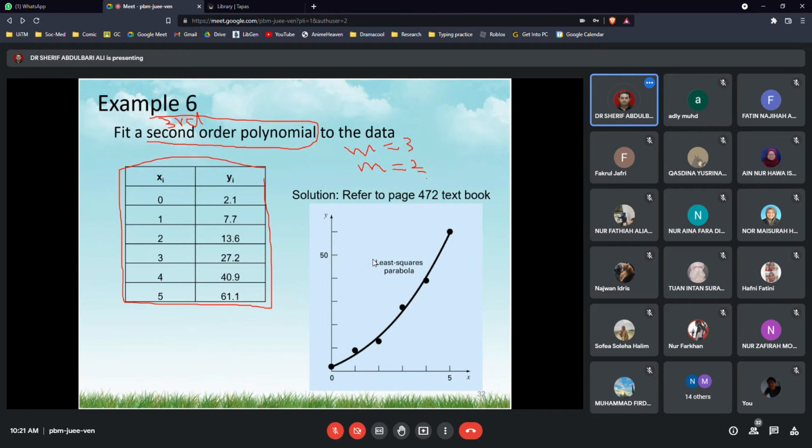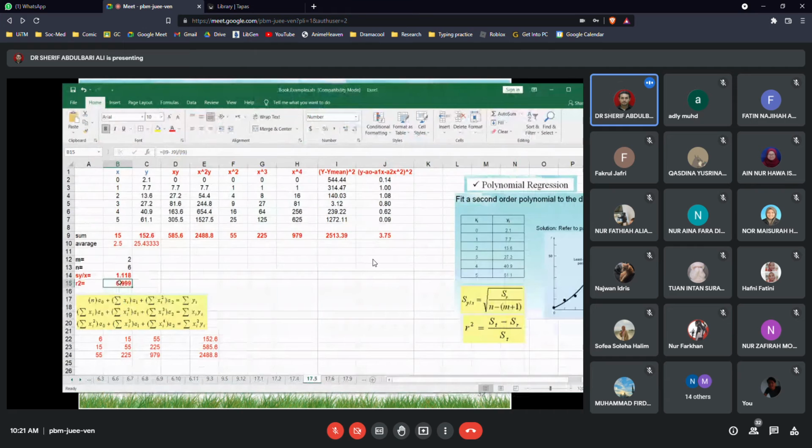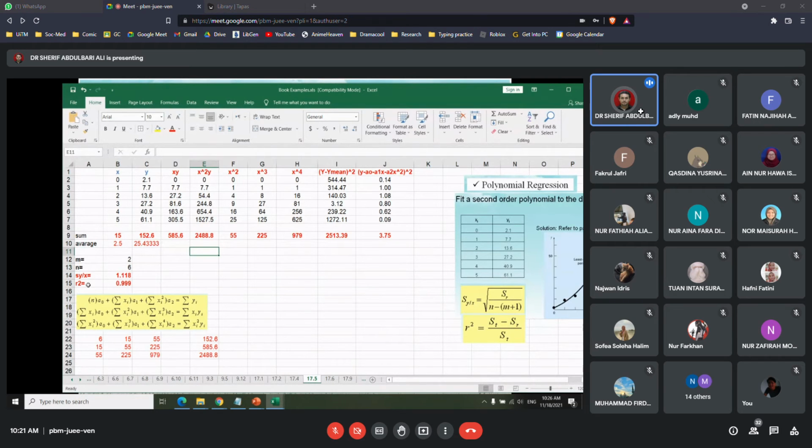Okay. So back to the example here. This is m, this is n, which is the number of the points. So try to achieve the answer of R squared equal to 0.99. If you have any questions, I will leave my speaker on. I will just only mute my mic.